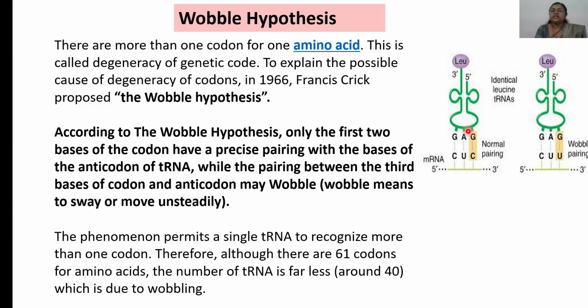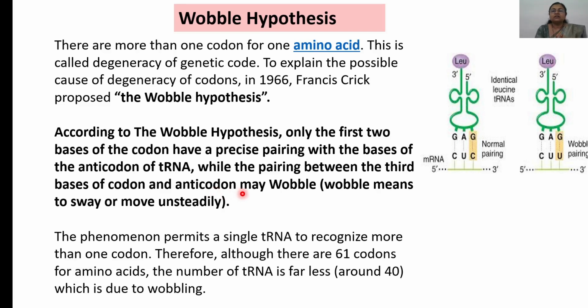So, this tRNA which carries leucine amino acid, having the anticodon GAG, is identical to the leucine tRNA which also contains GAG. But see, they are complementary with the codons on mRNA, CUC, and similarly this third nitrogen base can pair with U also, isn't it? So while pairing between the third base of the codon and the anticodon, there may be wobble.